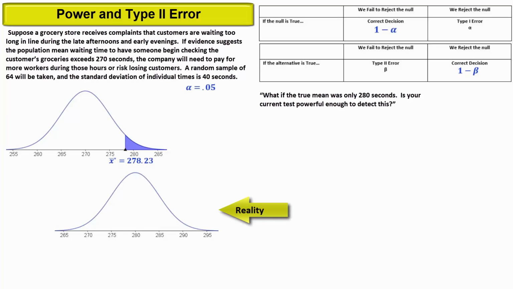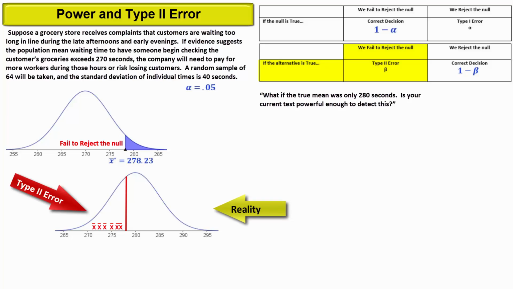Maintaining this notion that reality is this sampling distribution, how often due to chance would we get a sample mean below 278.23 seconds, fail to reject the null and make a type 2 error? It would be a type 2 error because we're looking at the situation where the alternative was true and in particular the mean was 280 seconds.